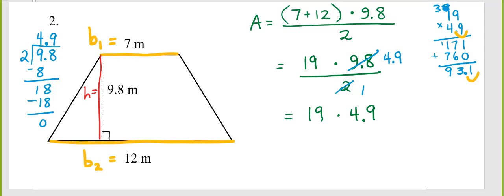So my answer, the area of my trapezoid, will be 93.1 what? Meters squared.